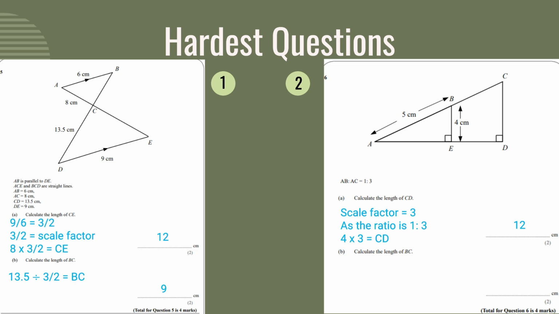Part B, we're asked to calculate the length of BC. Now, as we know the ratio of AB to AC, we can find AC minus AB to get BC. So 1 to 3 is simplified from 5 to 15. We do 15 minus 5 and we'll get BC. So BC simply equals 10.